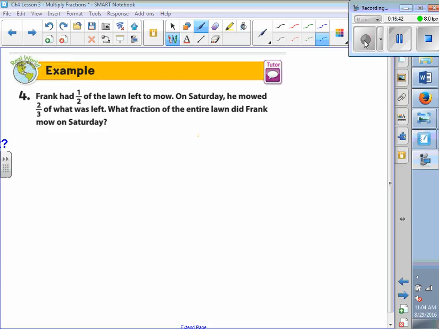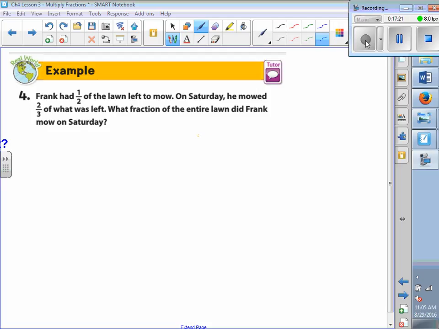All right, now this one is already done for you in your textbook, but I would like for you to write down the work in your spiral, okay? So it says, Frank had 1/2 of the lawn left to mow. On Saturday, he mowed 2/3 of what was left. So he had 1/2 of the lawn left to mow, right? And he mowed 2/3 of what? Of 1/2. Does everybody see that?